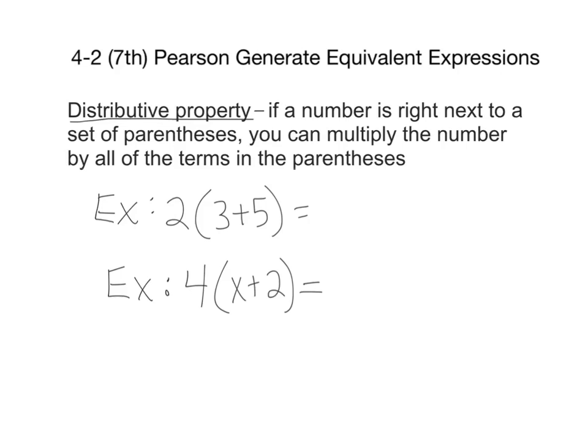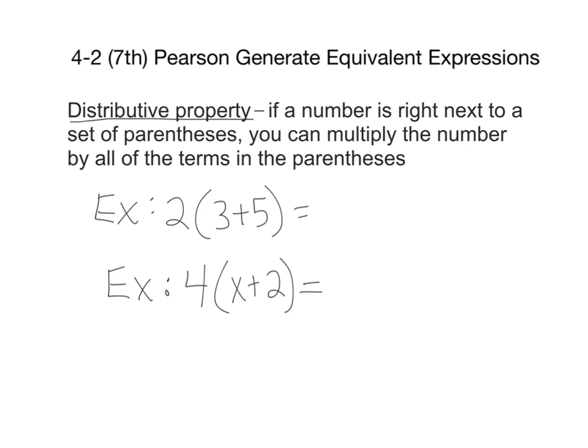Lesson 4.2 is on generating equivalent expressions. One of the things we need to talk about in this lesson is the distributive property. The distributive property says if a number is right next to a set of parentheses and inside the parentheses they're either adding or subtracting, you can multiply the number by all the terms inside the parentheses.